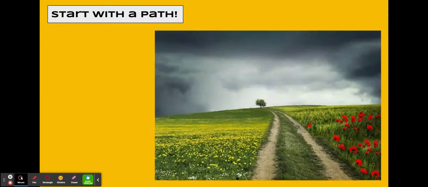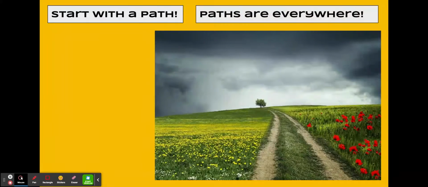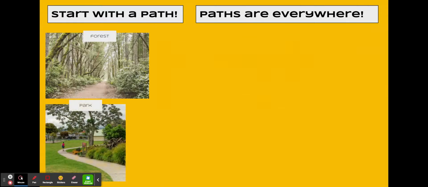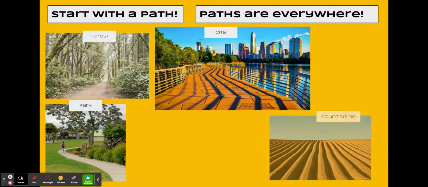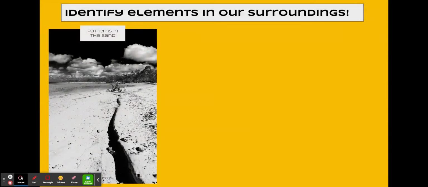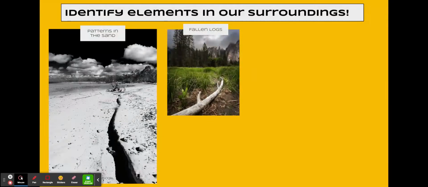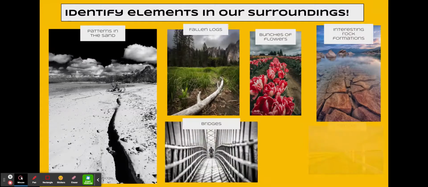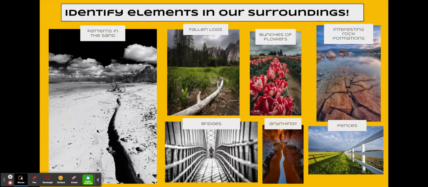Personally, I think the best place to start really is a path. Paths are inherently leading because they go somewhere. Plus, you can find paths all over the place: in forests, at parks, in the city, in the countryside. Even roads count as paths. But that's not all. Let's identify other elements in our photographic surroundings that can be used to create leading lines. How about patterns in the sand, fallen logs, bunches of flowers, interesting rocks, bridges, fences, really anything?